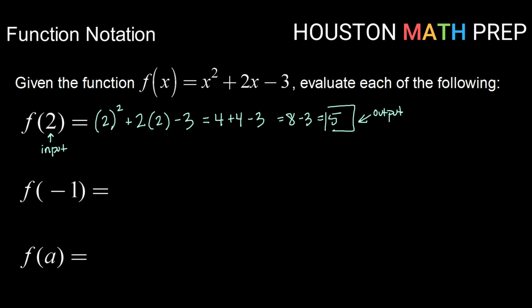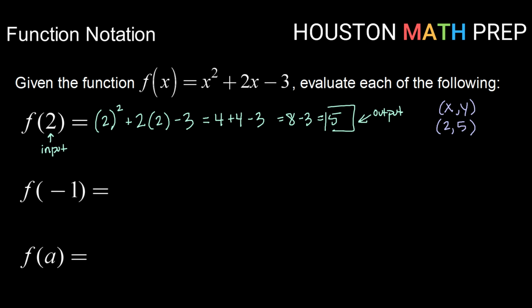Remember that for functions, oftentimes our input-output are expressed as x, comma, y. So another way of thinking about this is that when x is 2, the y value that goes with that is 5. So when we plug in 2 for x, we would get a y value or an output of 5.